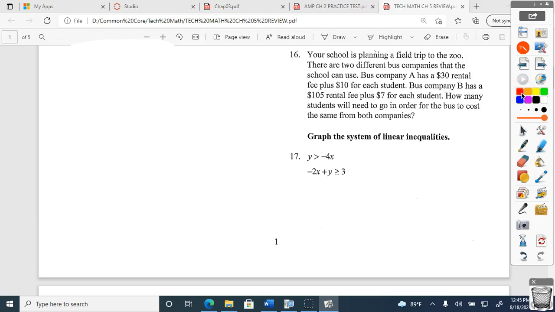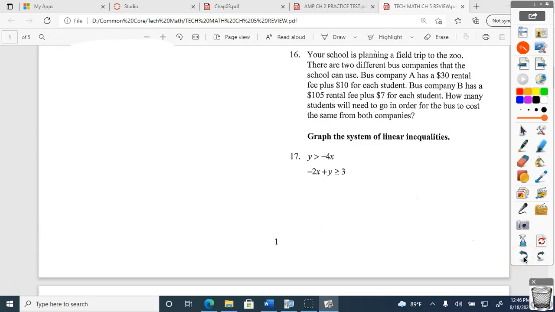Your school is planning a field trip to the zoo. There are 2 different bus companies that the school can use. Bus company A has a $30 rental fee plus $10 for each student. Bus company B has a $105 rental fee plus $7 for each student. How many students will need to go in order for the bus to cost the same?